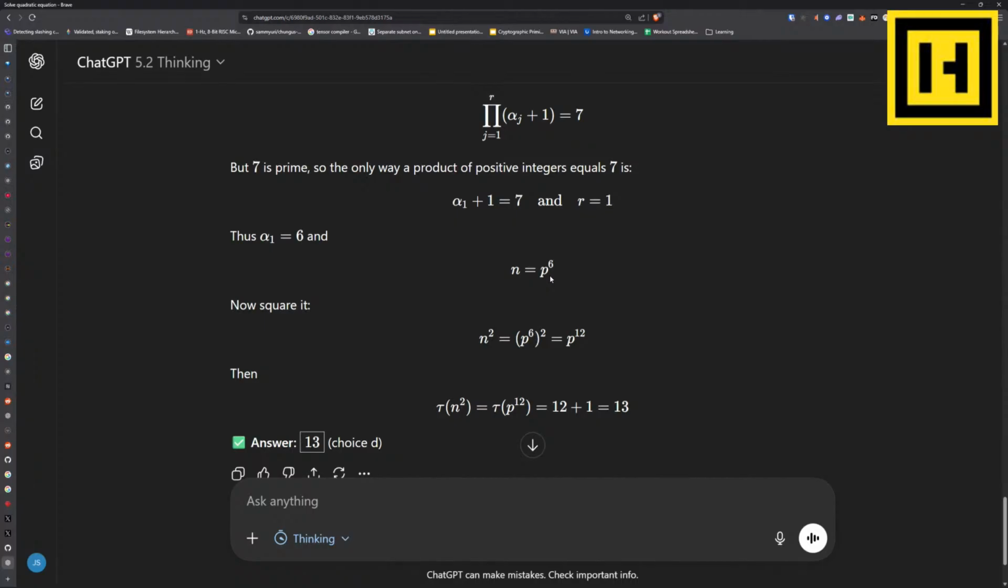So alpha sub j equals 6. So n is equal to p to the 6. Now square it. You understand that part, right? Yeah. Then n squared is p to the 12, and tau is 12 plus 1, 13. You don't get that one? That's the definition that's given in exercise 7.9, the tau function. Yep. I got it. I got stuck on these last two steps. I did not think to do that. Okay. All right. Last one. We're gonna make it. Kind of.